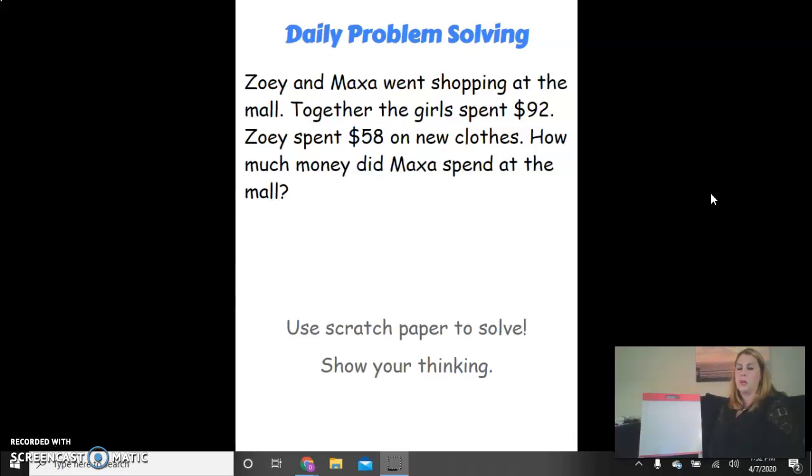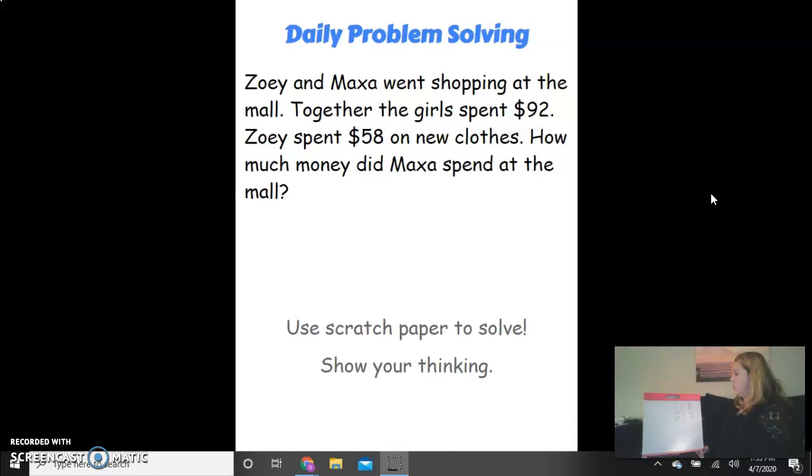Okay, I'm going to take a second and I'm going to look at the problem again to really know what they're asking me so that I can solve it successfully. So, Zoe and Maxa went shopping at the mall. Together, the girls spent $92. Important number. Zoe spent $58 on new clothes. How much money did Maxa spend at the mall?